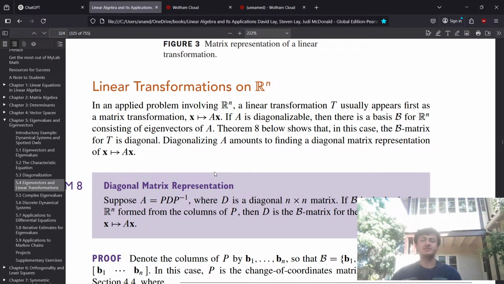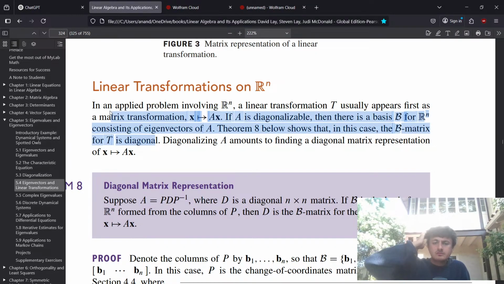All right, linear transformations on Rn. In an applied problem involving Rn, a linear transformation T usually appears first as a matrix transformation. If A is diagonalizable, then there is a basis B for Rn consisting of eigenvectors of A. Theorem 8 below shows that in this case the B matrix for T is diagonal. Diagonalizing A amounts to finding a diagonal matrix representation.